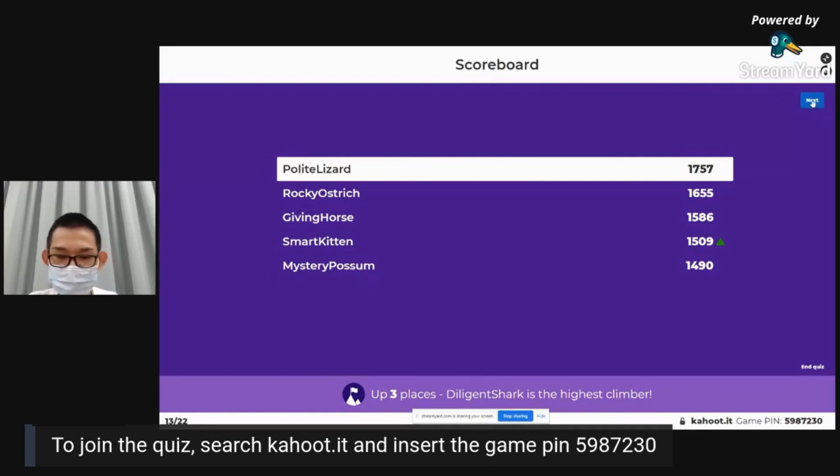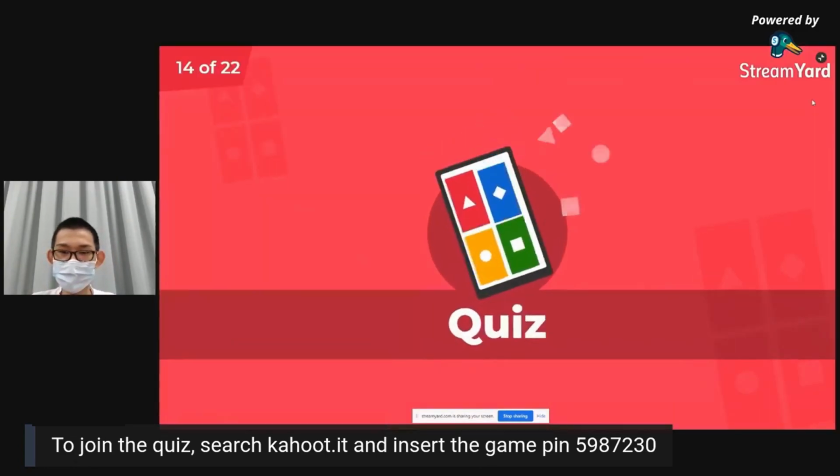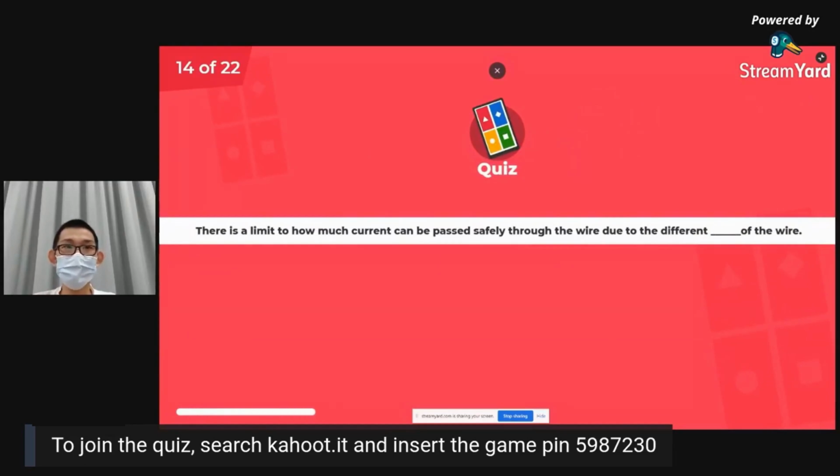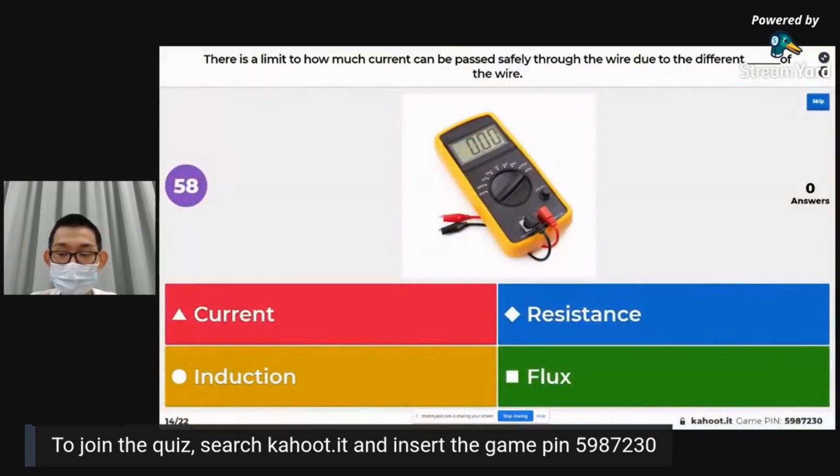All right, so let's move on to the next question. There is a limit to how much current can be passed safely through a wire due to the different fill in the blank of the wire. Is it A, current, B, resistance, C, induction, or D, flux?